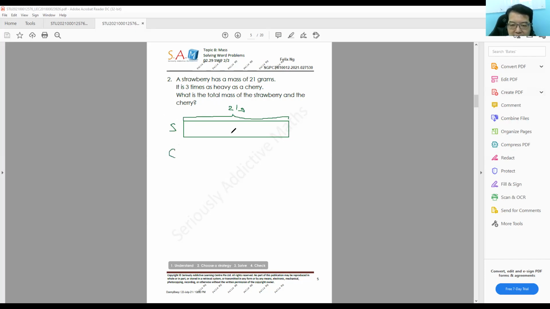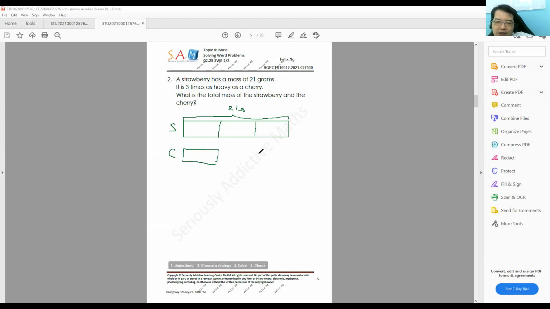3 times means, what I'll do is split the strawberry up into 3 parts. 1 time, 2 times, 3 times. So strawberry is 3 times, cherry is 1 time. This is what it means. So here it shows that the strawberry is 3 times as heavy as cherry. If cherry is 1 rectangle heavy, strawberry is 3 rectangles heavy, 3 units heavy.